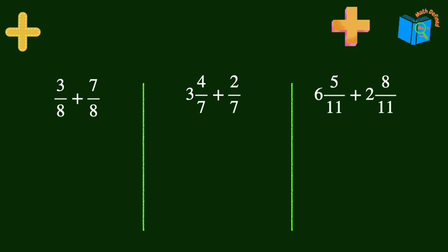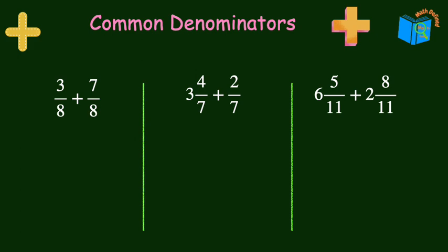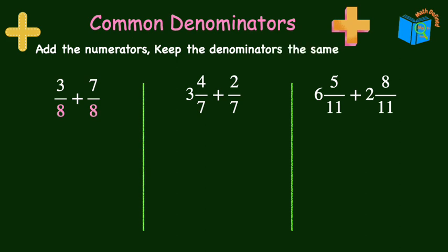Let's start with fractions and mixed numbers that have a common denominator. Looking at 3/8 and 7/8, we see that they both have a common denominator of 8. When fractions have the same denominators, we just add the numerators and keep the denominators the same. Adding 3 plus 7, we get 10 as the numerator, and we'll keep the denominator of 8.